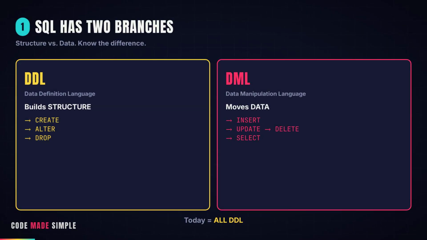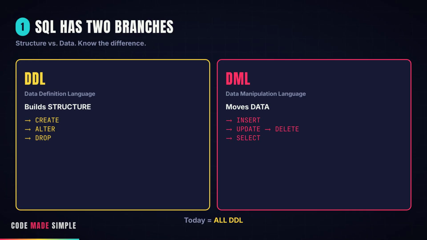SQL has two branches. DDL, Data Definition Language, builds the structure. Think CREATE. DML, Data Manipulation Language, moves the data. Think INSERT, UPDATE, DELETE, SELECT.